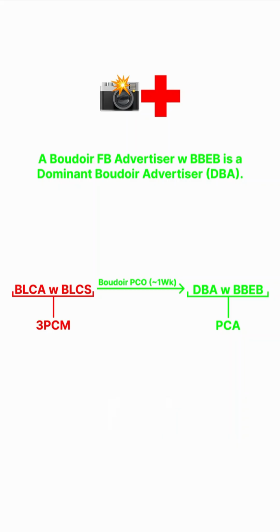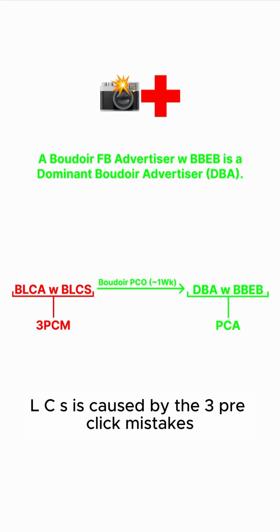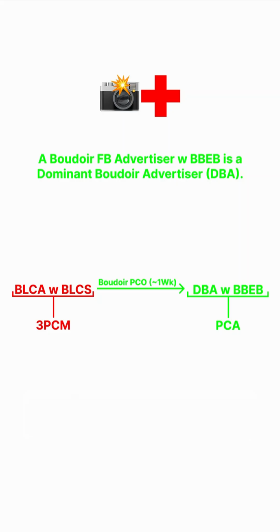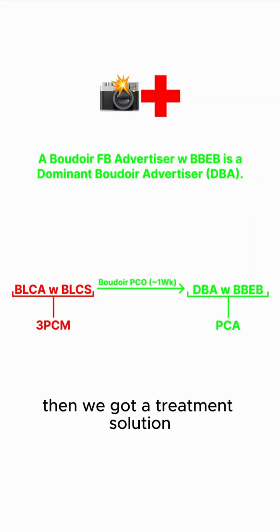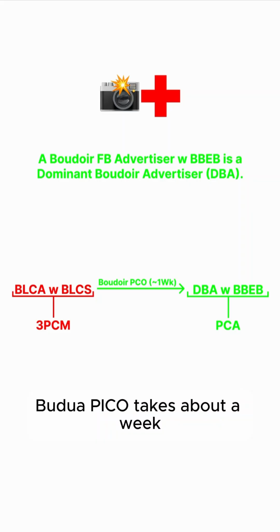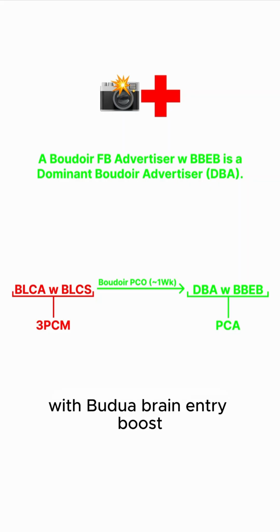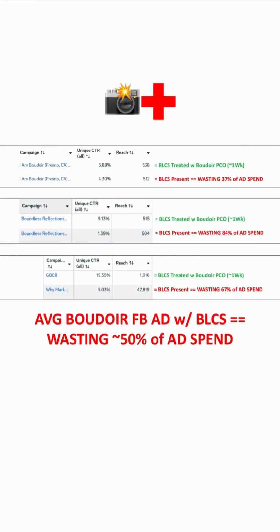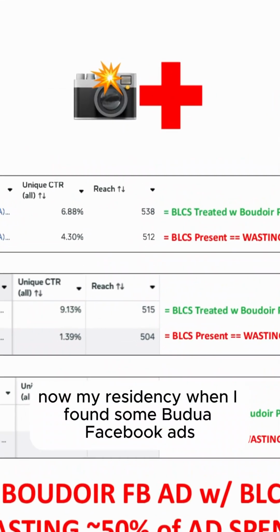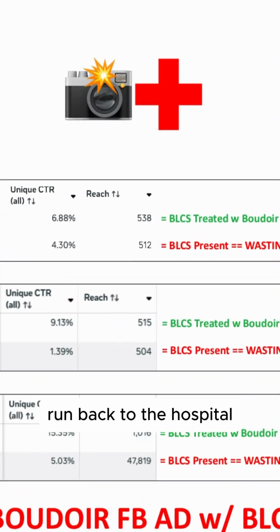So this is our full universe here. A BLCA with BLCS is caused by the 3 pre-click mistakes. And then we got treatment, solution, boudoir pico, takes about a week. We achieve pre-click alignment. We become a dominant boudoir advertiser with boudoir brain entry boost. So that's our universe. Now in my residency, we found some boudoir Facebook ads, brought them back to the hospital, tested them.